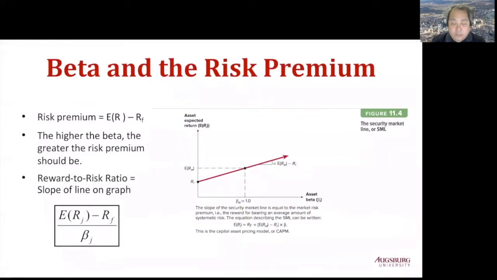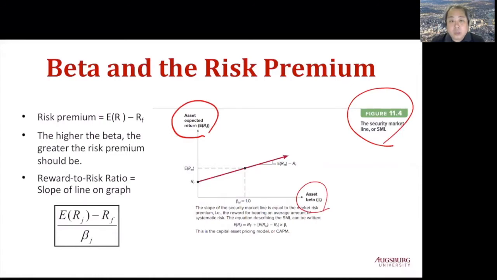Figure 11.4 shows the relations of assets' expected returns and beta. As we all know, if beta increases, we should expect higher returns. If beta is 0, then expected return is the risk-free rate. And if beta is 1, expected return is the market expected return. In equilibrium, the line should be linear.